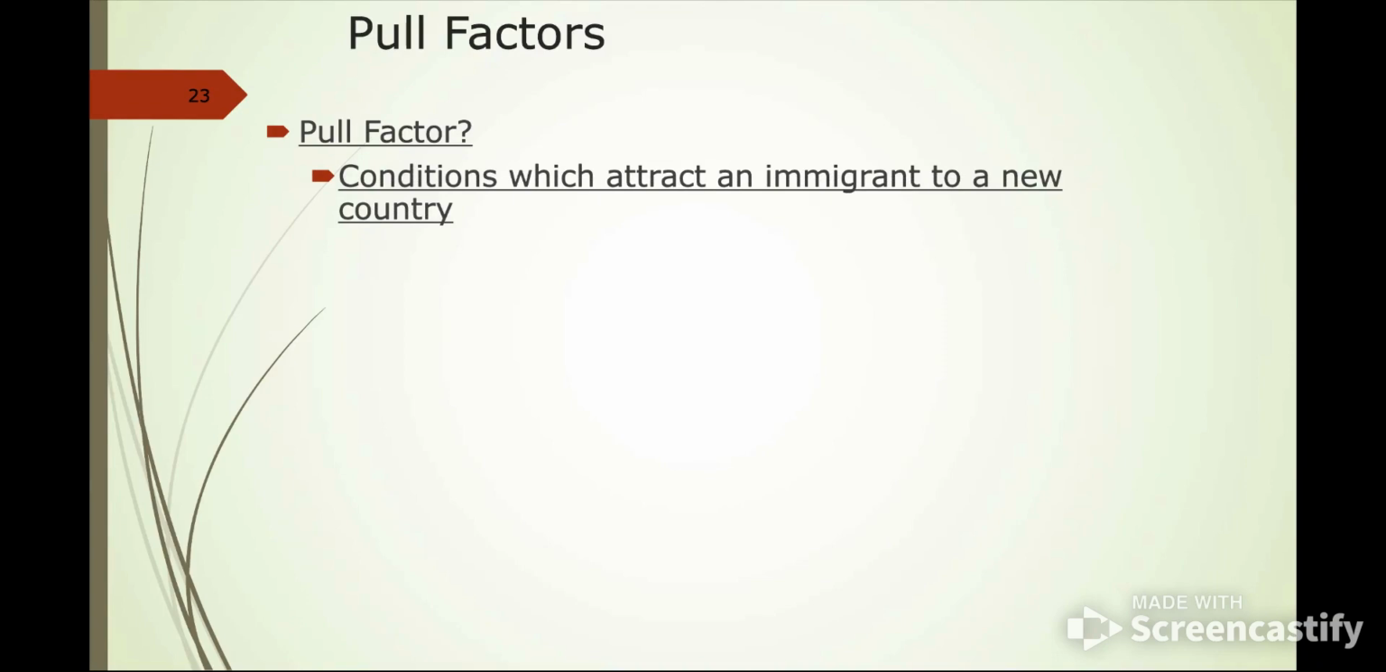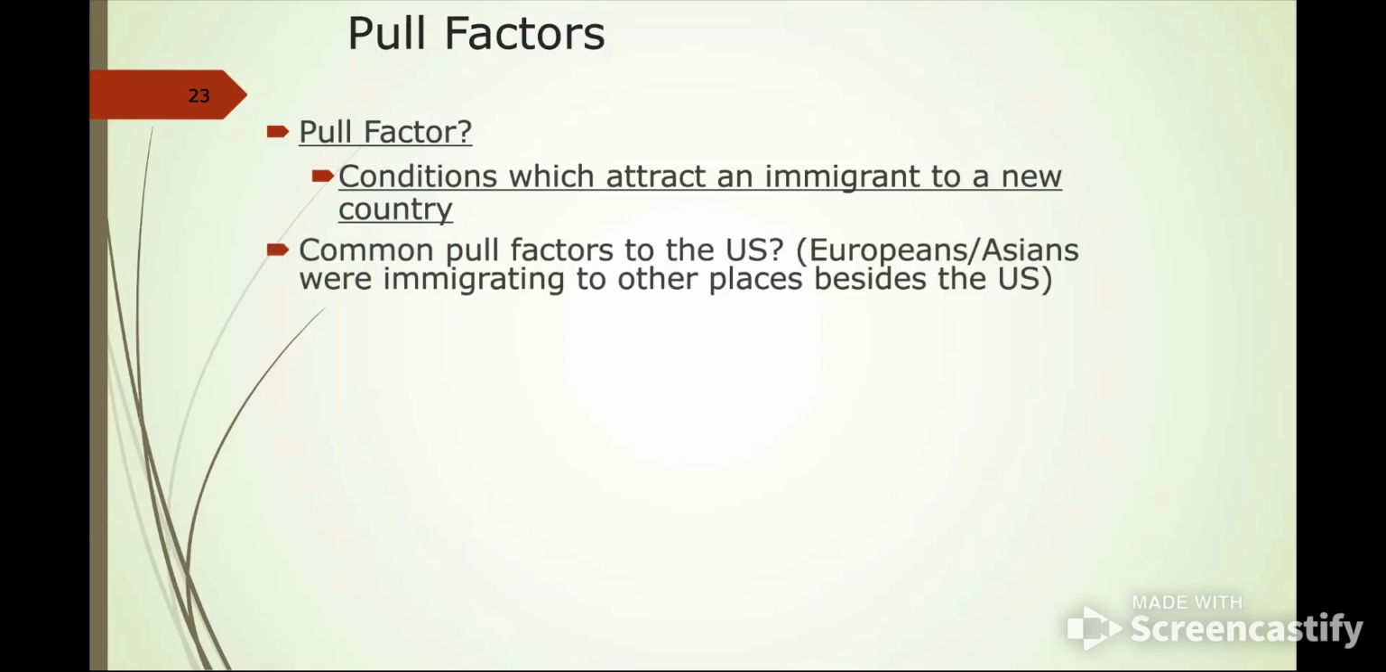Think of it maybe as a magnet. Okay, the new country is a magnet and it's drawing you in. So these are going to be good things in a country that draws immigrants to that country. So we'll go through 4 or 5 common pull factors from this time period. Remember, we're just looking at 1870 to 1920. These are the common pull factors.